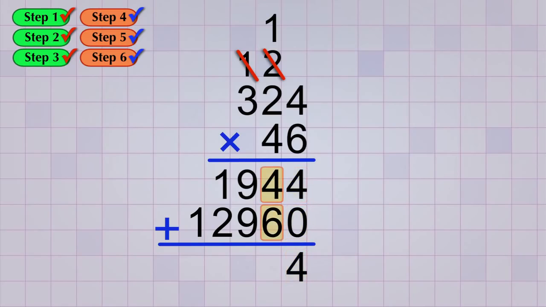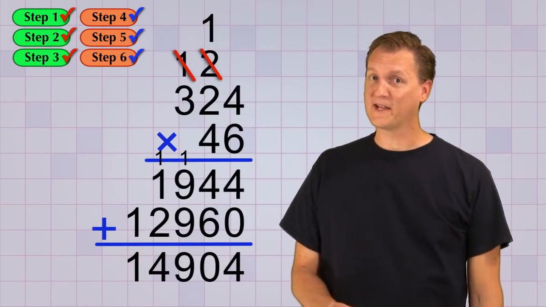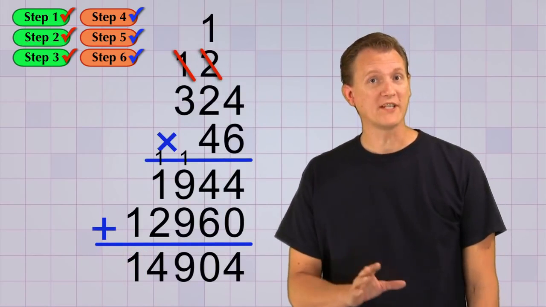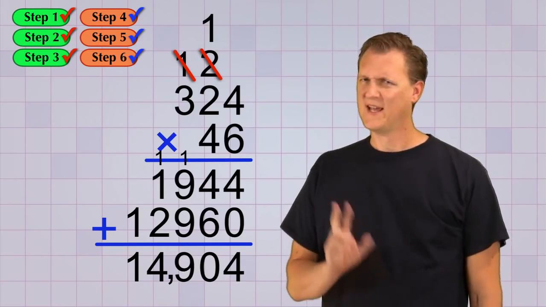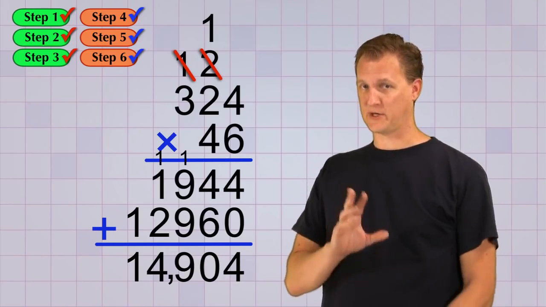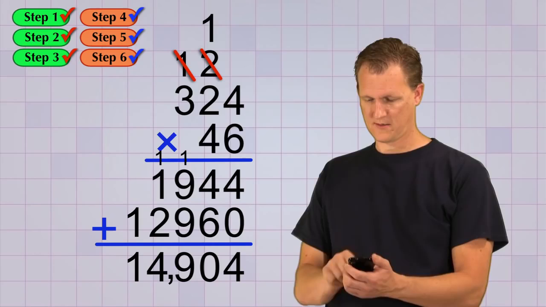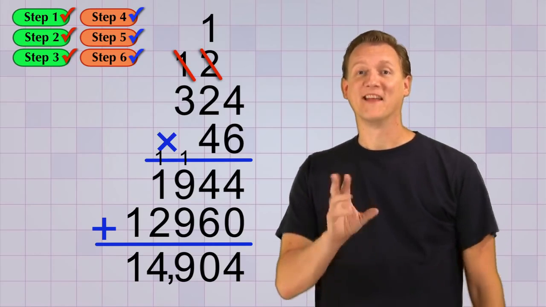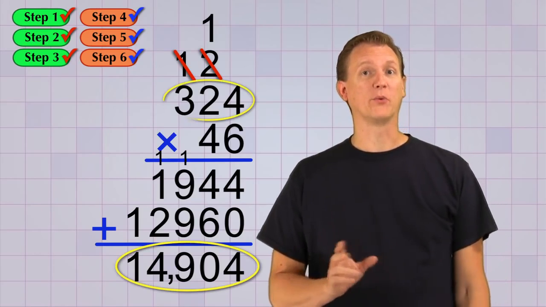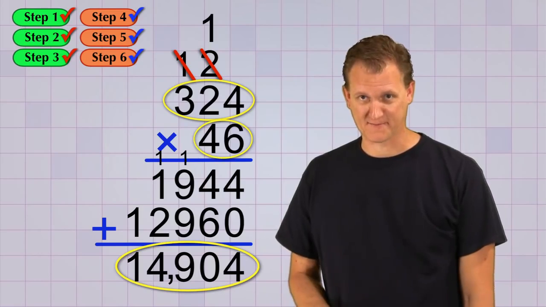4 plus 6 equals 10, so we carry the 1. 1 plus 9 equals 19, so we carry the 1 again. 1 plus 2 equals 4, and then our last answer digit is just 1. There, our final answer is a pretty big number, 14,904. Let's double check with a calculator to make sure we got it right. Yep, that's exactly what you get when you multiply 324 by 46.